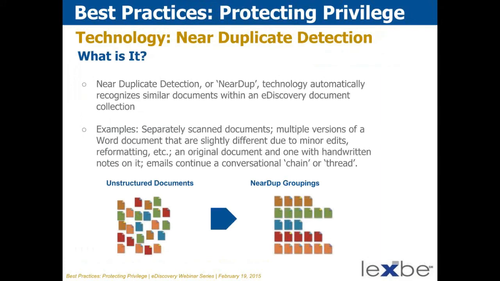Another technology I want to mention is NearDuplicate detection. NearDup, or NearDuplicate detection, is a technology that looks for similar documents within a collection and groups them together. There are easier abilities that our system and others have that find exact duplicates, called hash duplicates, off of a hash, and those will often be deduped as part of the collection procedures and processing.